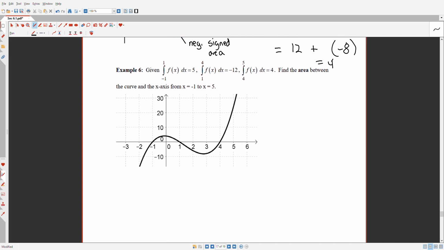Example 6 gives us some information. It says, here's a graph of a function y equals f of x. And I'm going to focus on the instructions first. It says, find the area between the curve and the x-axis from -1 to 5. So from -1 all the way up to 5. So I'm going to highlight different parts of this area they're talking about. Maybe this one's in green, maybe I'll keep this one in green, and then maybe I'll switch and do this one in a kind of red.